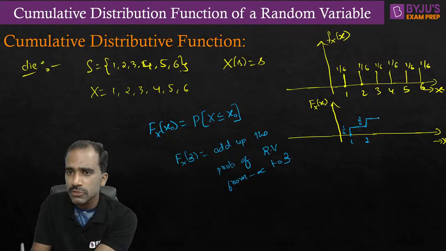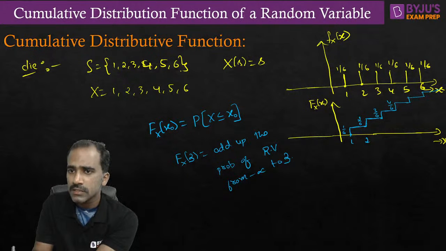From 2 to 3 there is nothing to accumulate. At 3 there is another 1 by 6 rupees. Just add it up and keep it in your bag. So how much is there in your bag now? 3 by 6. Now from 3 to 4 there is nothing to accumulate. At 4 there is something to accumulate. Keep it in your bag. 4 by 6. Next, accumulated 5, and then at 6, what is the final value?